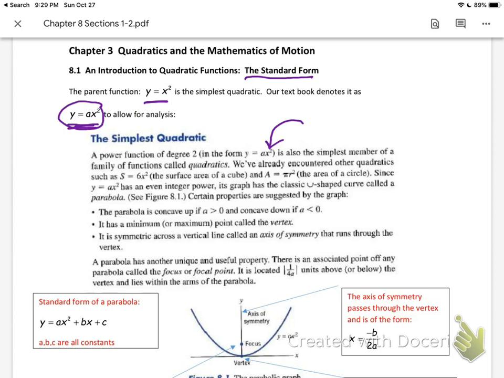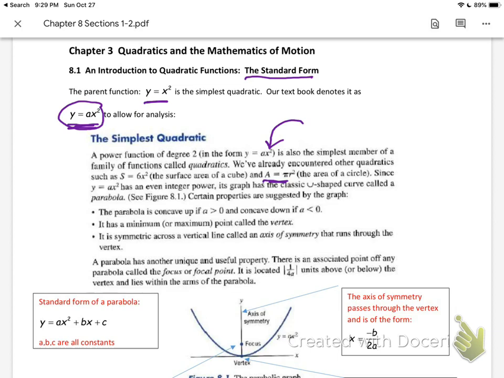You're also going to hear them called parabola. So we can use those two words interchangeably. Parabola gives more the shape, whereas quadratics refers to the power of x raised to the second power. We've already encountered other quadratics, such as s equals 6x squared, which is the surface area of a cube, and area equals pi r squared, the area of a circle. So quadratics are part of our everyday math life, if you will.